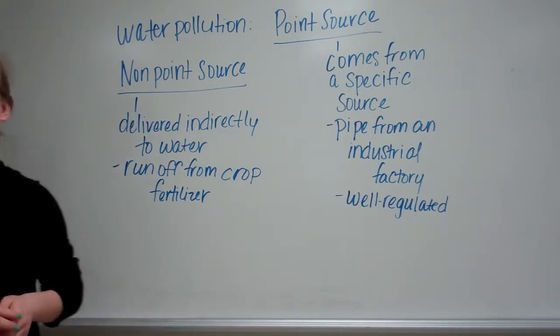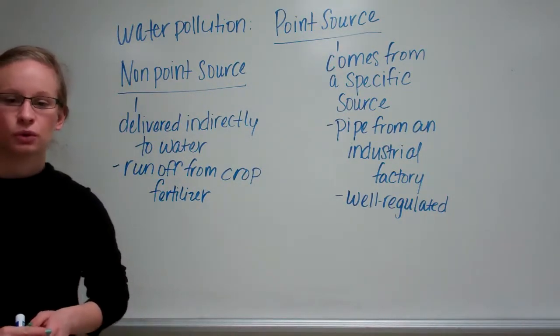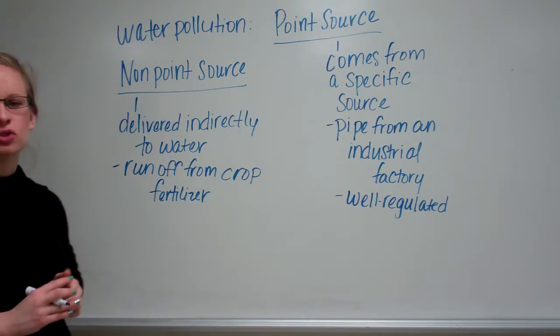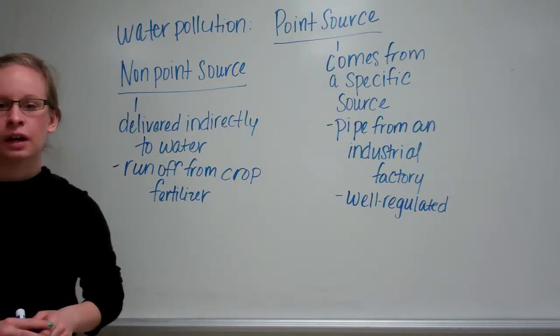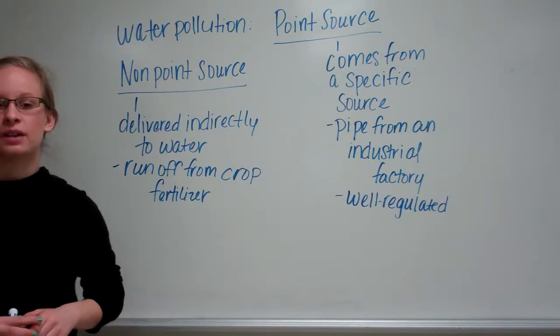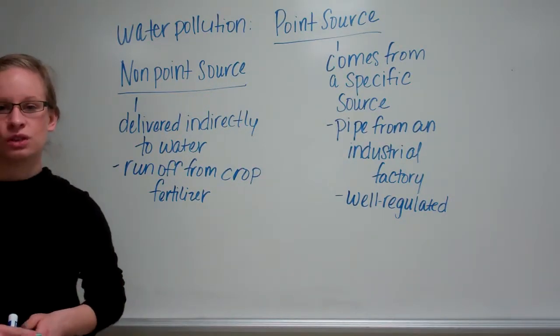The two big terms that you're going to see when it's talking about non-point source pollution are either runoff or storm drainage. And because we aren't able to determine the exact source or where it's coming from, it's a lot more difficult to control.